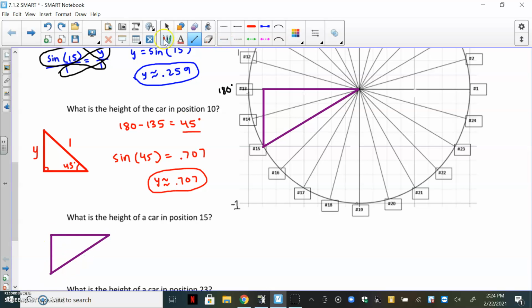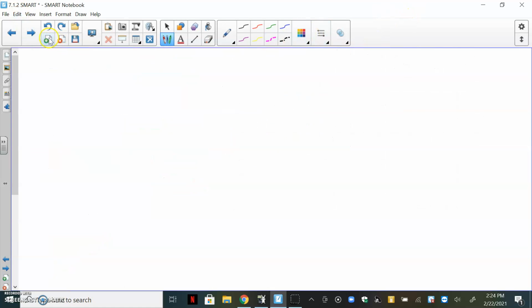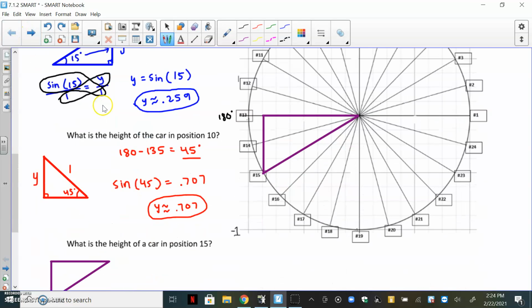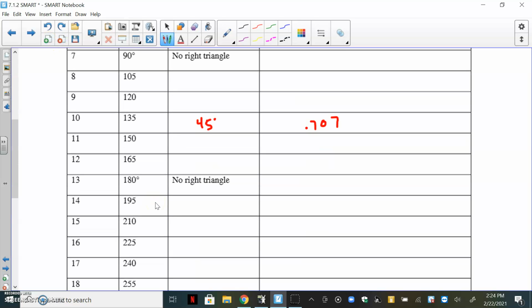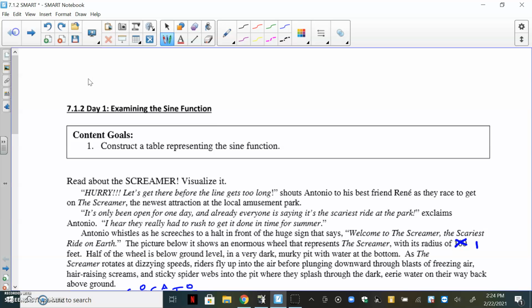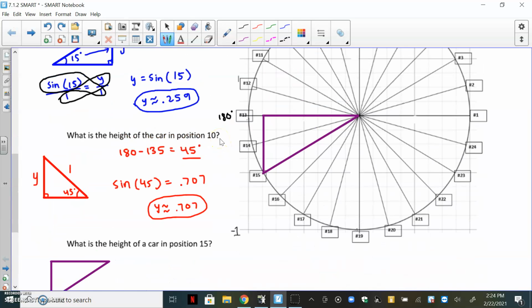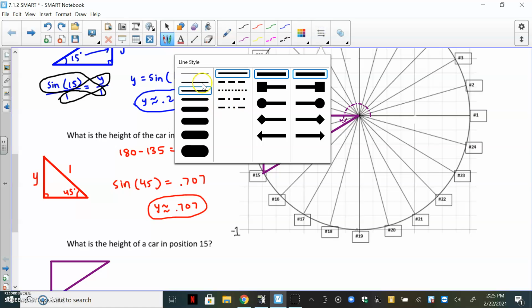All right, so let's see what we know about this triangle. It's position 15, so we know that position 15 has a 210 degree angle. So let's go ahead and go back and figure this out. So that tells us that from here all the way to here is 210 degrees. Guys, I am struggling.